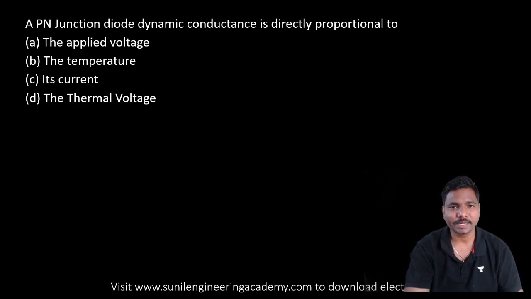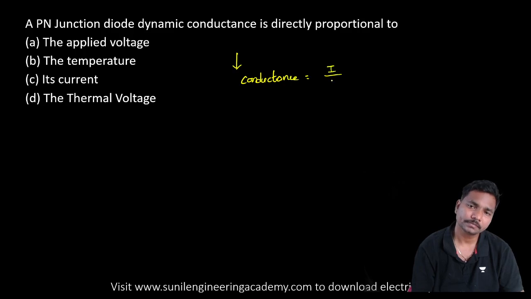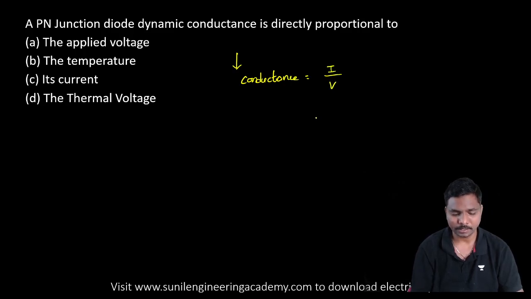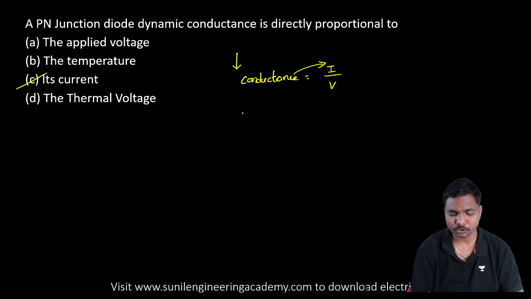PN junction diode dynamic conductance is proportional to dash. We know conductance is equal to current by voltage, whereas resistance is equal to voltage by current. That means conductance is directly proportional to its current. So Gm is directly proportional to the current. So the answer is option C.